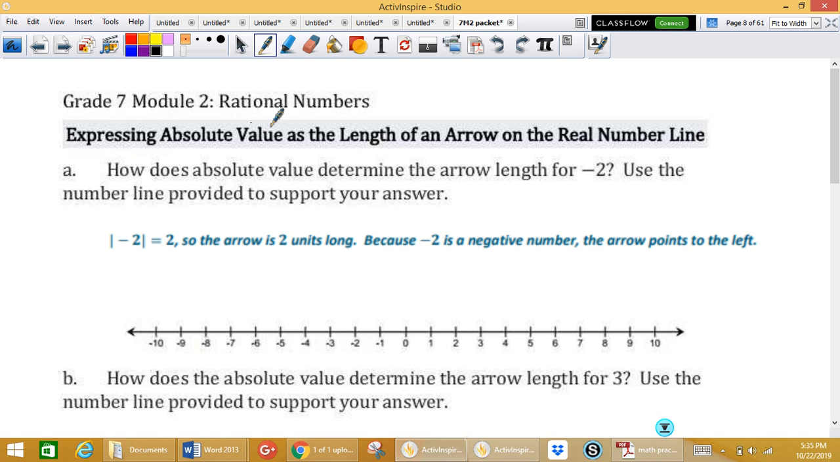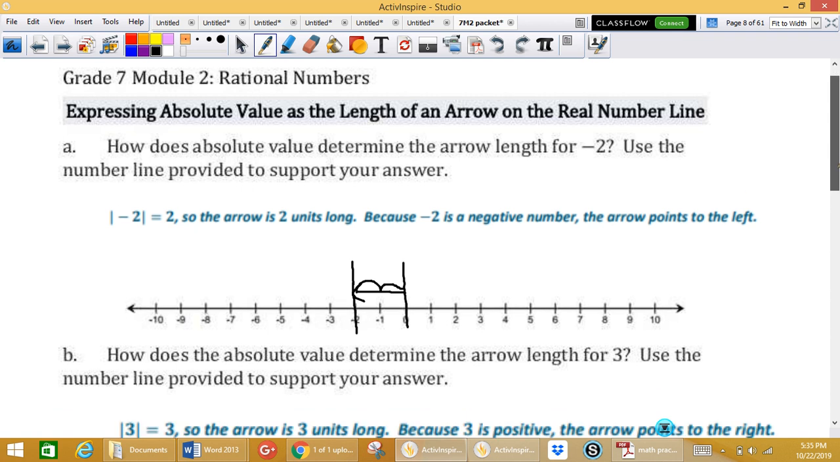Expressing absolute values as the length of an arrow on a real number line. How does absolute value determine the arrow length of -2? Use the number line provided to support your answer. So I start at 0, go 2. So now if I just take a look at that, it's the length of 2. 1, 2. So the absolute value of -2 is 2. So the arrow is 2 units long. Because -2 is a negative number, the arrow points to the left.